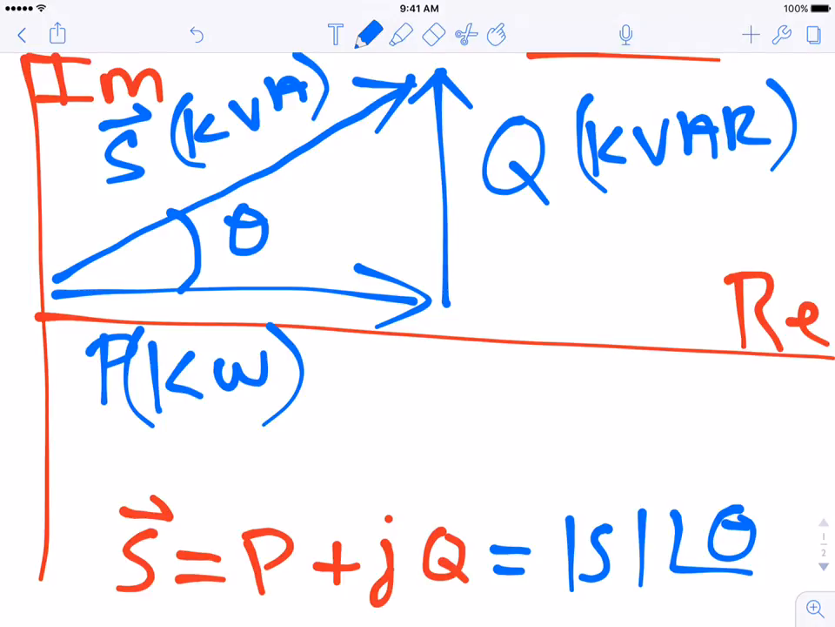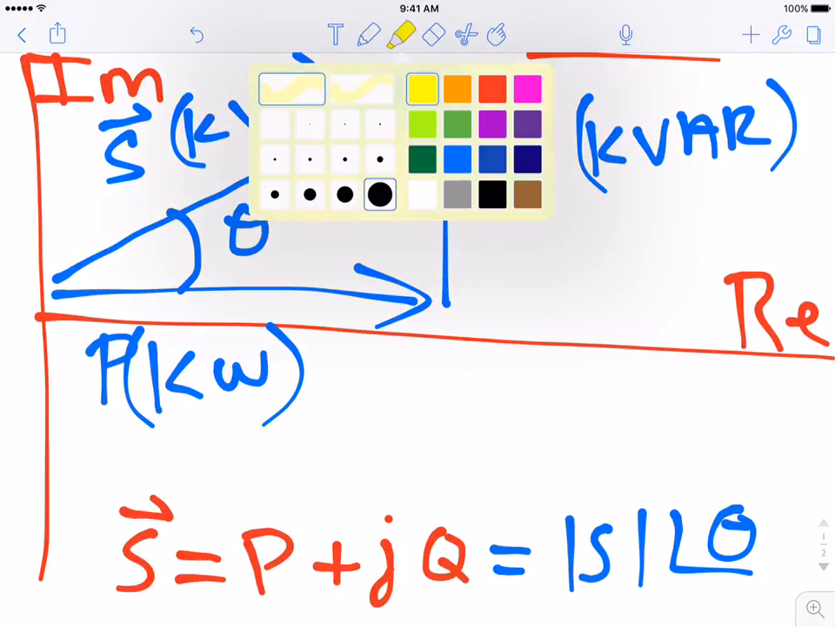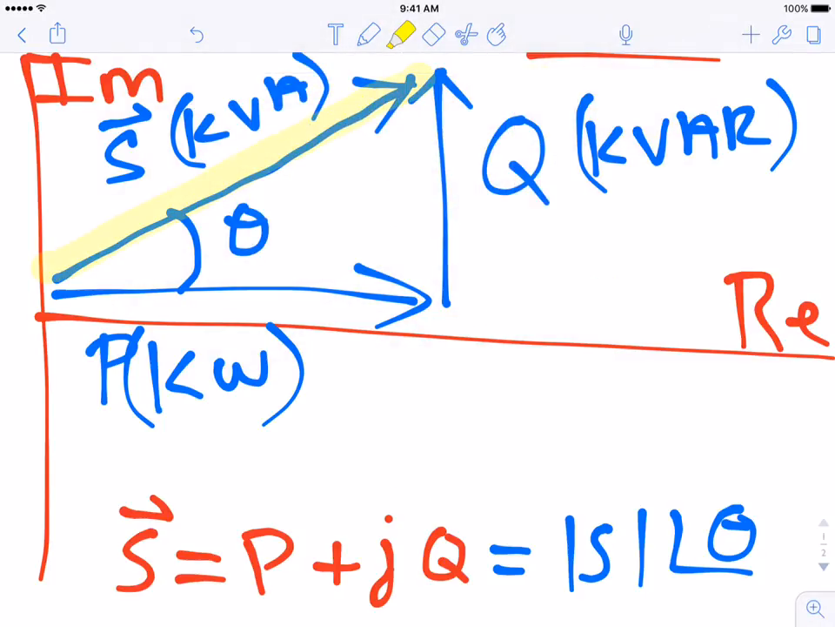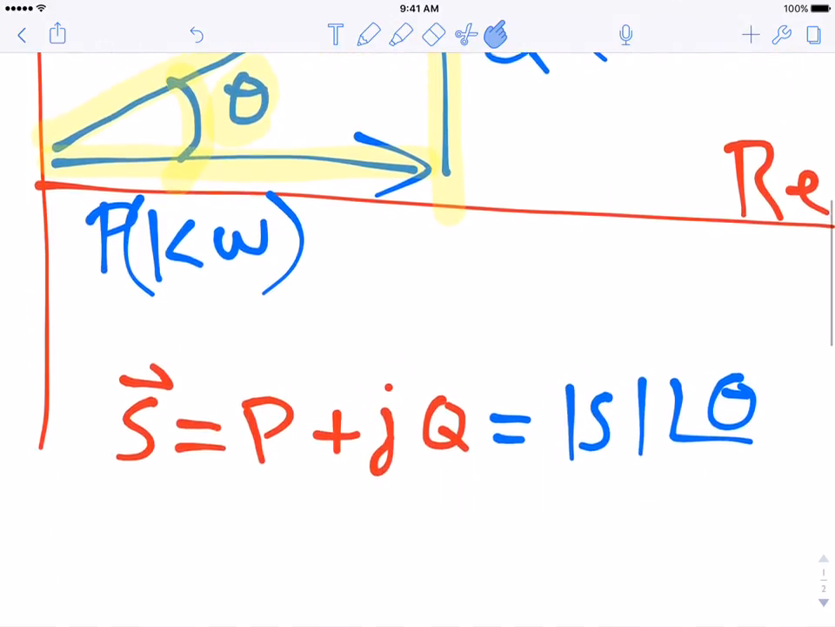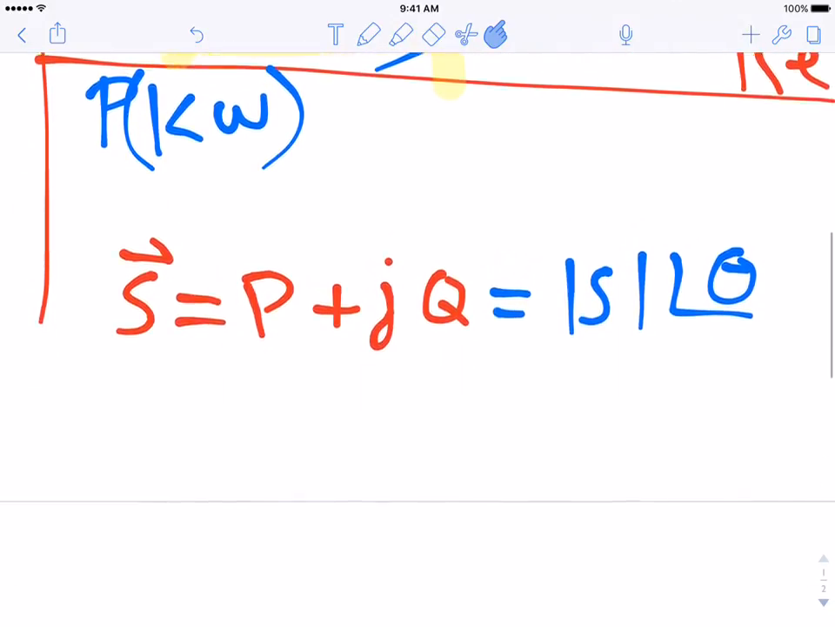So this length over here, let's do a different color. This is like the magnitude of S, and then this is your angle theta of S. And then your P and Q, you see your P is the length of P and the length of Q. Okay, so that's graphing, and we'll do another video on more on how you use the power triangle to solve problems.